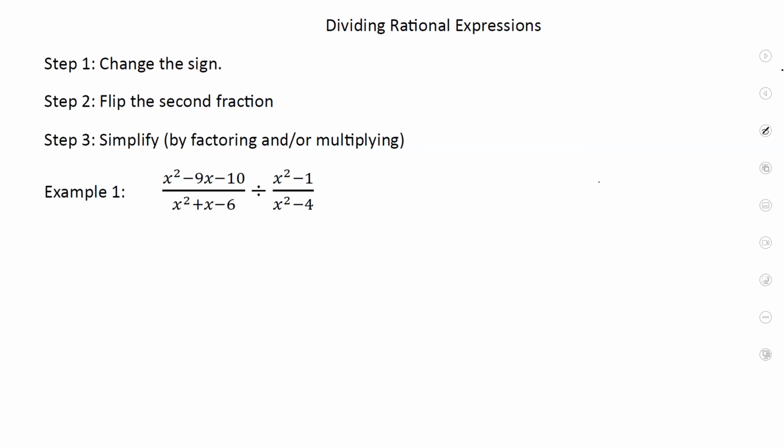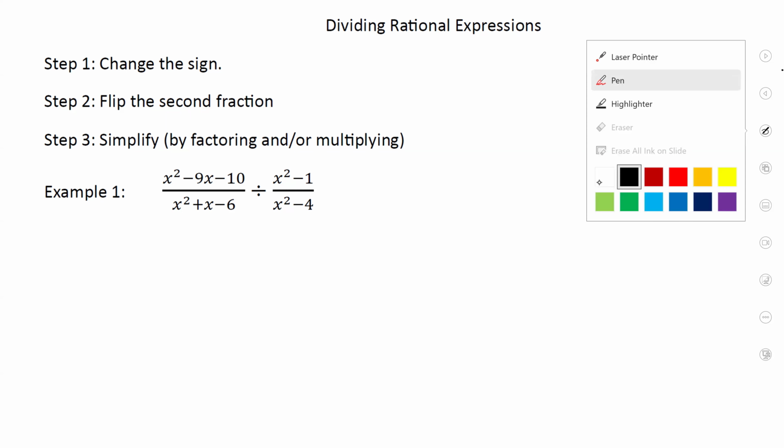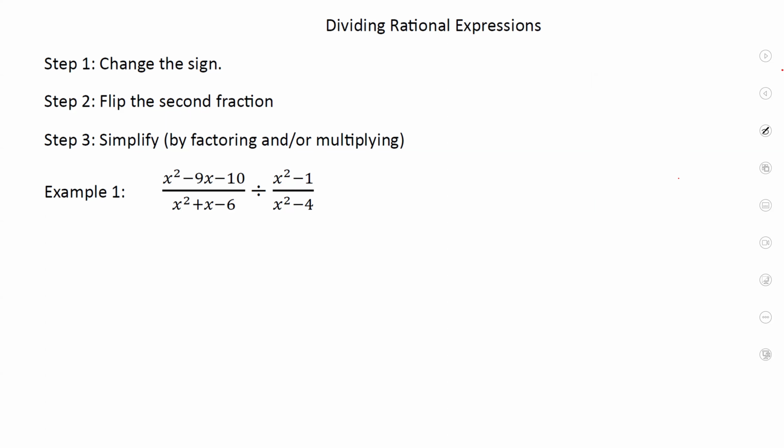All right, guys, today we're going to learn how to divide rational expressions. The first step is to change the sign. So guys, here's the first example. When we're dividing, I'm going to change it to a multiplication symbol. Everyone go ahead and change the sign. Yep. So step one is done. We change the sign. Now step two, flip the second fraction.